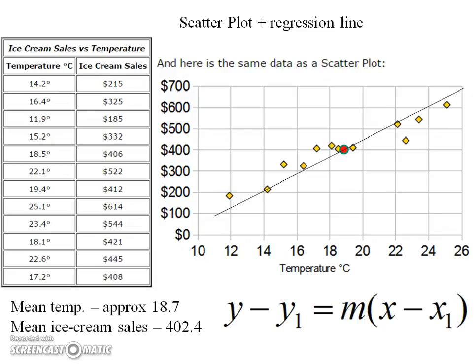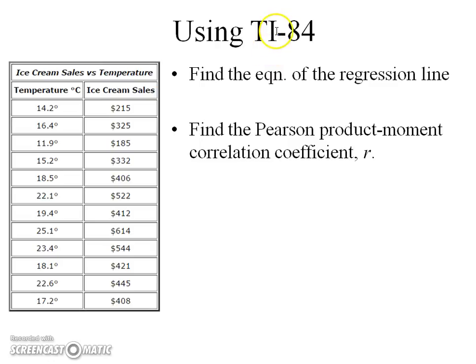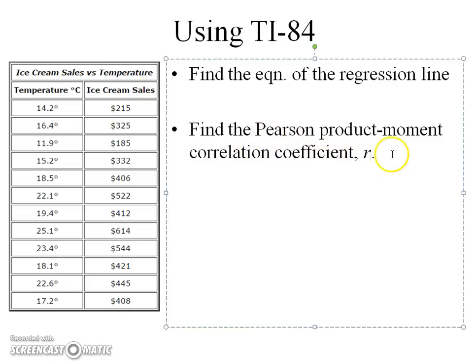Hi everyone, in this video I'm going to show you how to use the TI84 to find the best equation for the regression line, and also we're going to find a value called the Pearson product moment correlation coefficient, or simply the R value. I'll show you how to accomplish these two tasks in this video. Please have your TI84 ready.